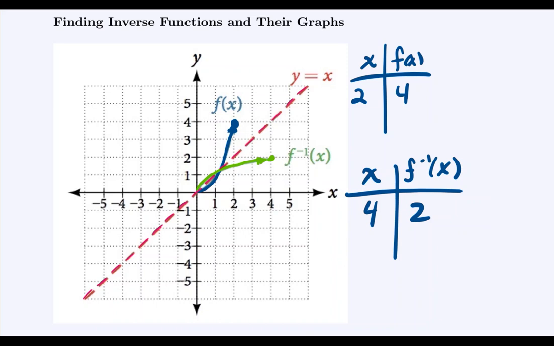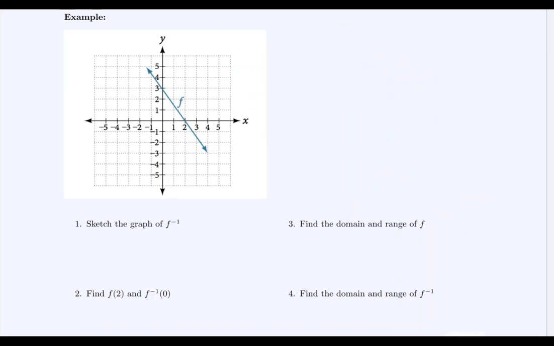So because we've got this switching of the input and output pairs, that's essentially the same thing as reflecting across this line, y equals x. So in our next example, we've been given a graph of the function f of x. We notice it's a straight line with negative slope, its y-intercept is at 3, and we're asked to sketch a graph of f inverse of x.